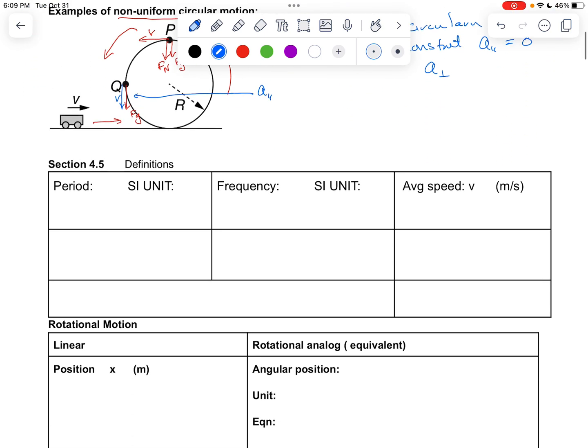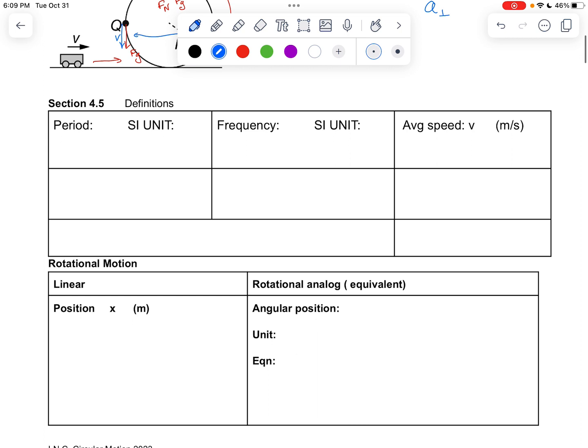All right, a few definitions before you guys can get into the lab and do the sim activity. The period, which we use a capital letter T to signify. That period is the time for one cycle or one revolution. We use SI units to measure that, and that would be in seconds.